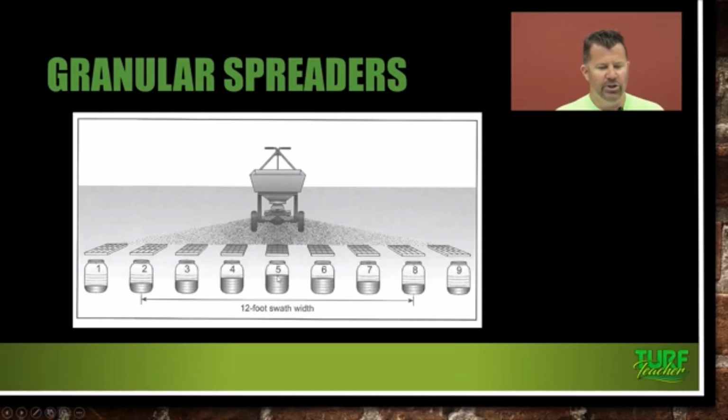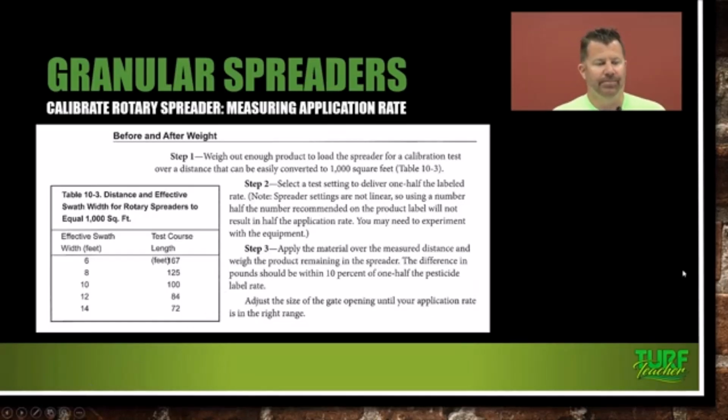And you can see that it's filled there. And then number 2 and number 8 is half full of what jar number 5 is. And so we've got 1, 2, 3, 4, 5, 6 jars. They're spaced 2 foot apart, so we have a 12-foot swath width for that push spreader. And so, measuring the application rate.